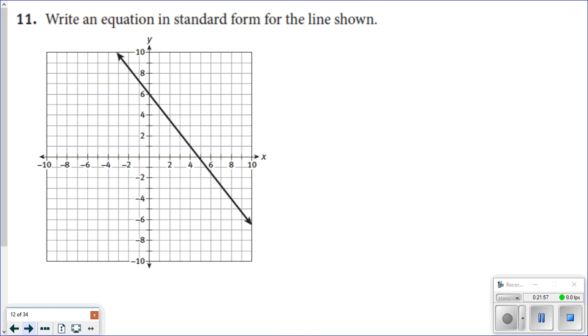Number 11, write an equation in standard form of the lines shown. It's really hard to look at a graph and get standard form right away. I can't figure out what my A is, or my B, or my C just by looking at the graph. But you can figure out what your y-intercept is right away from the graph. And you probably can figure out what your slope is as well, right? You know that your slope is your rise over run.